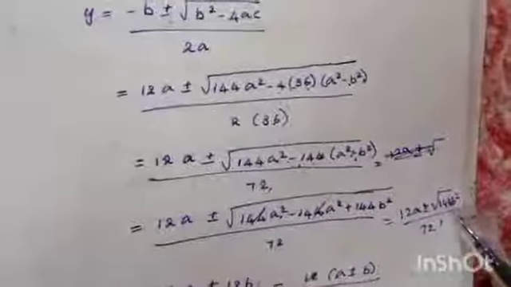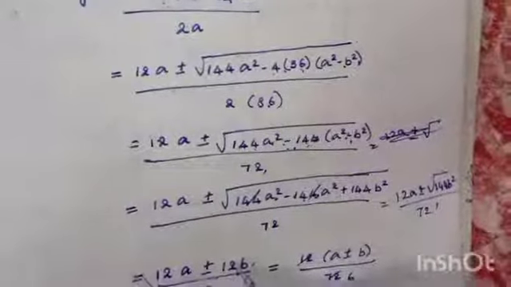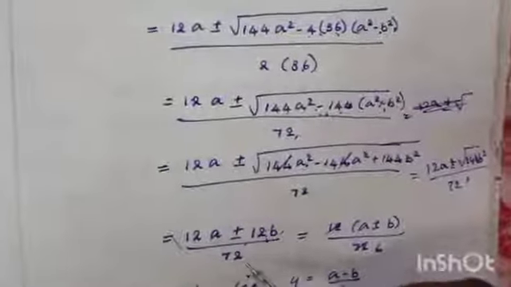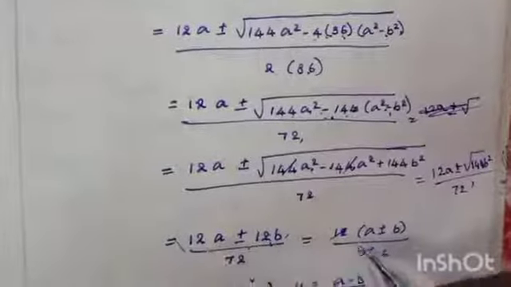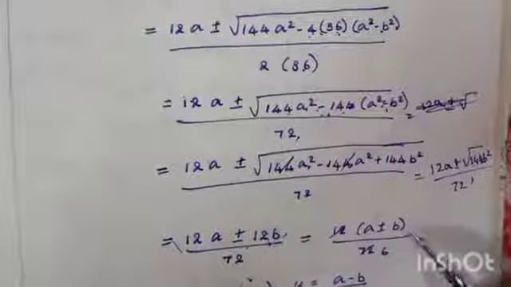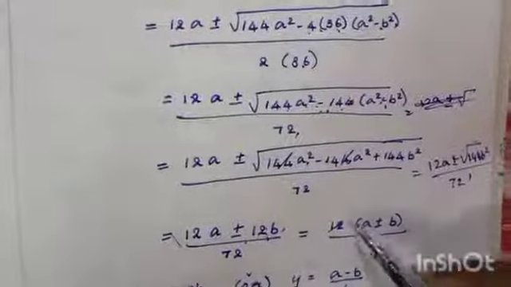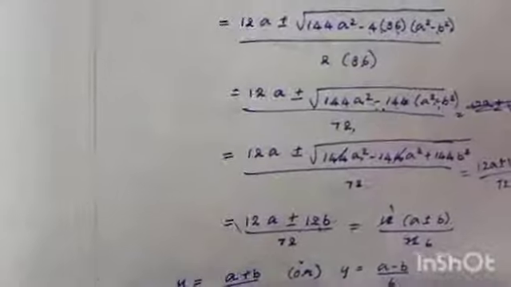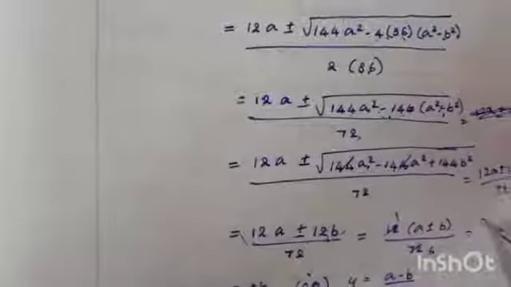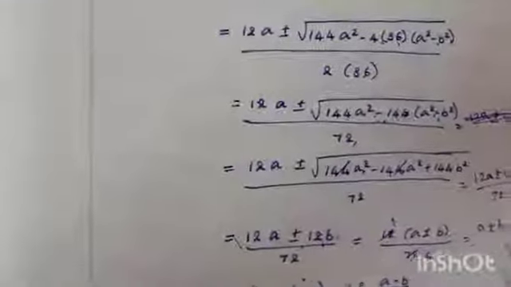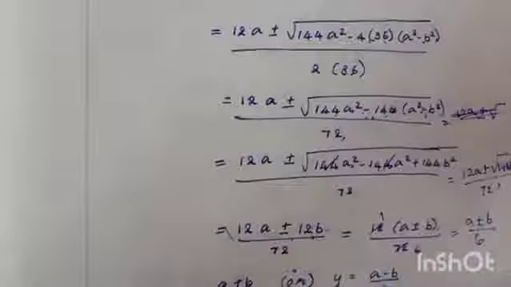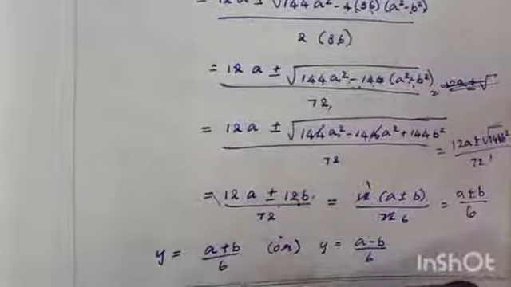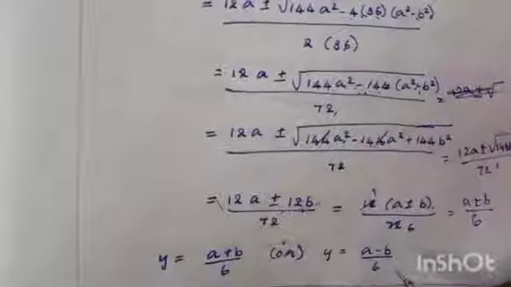Now root 144 value is 12, root b square value is b, whole divided by 72. So now 12 is common, take 12 outside, that is 12 into a plus or minus b, whole divided by 72. 12 sixes are 72. So y is equal to a plus or minus b, whole divided by 6. So that is y equal to a plus b whole divided by 6, or y equal to a minus b whole divided by 6.